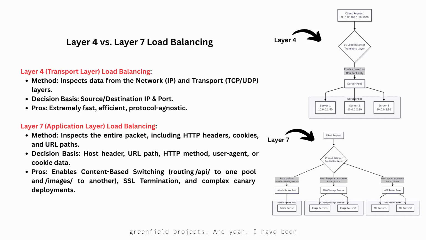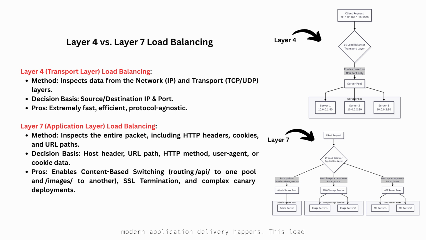And yeah, I have been talking about L4 and L7. Let me tell you about what they actually are. To truly design a scalable system, you must understand the distinction between L4 and L7. L4 is simple, fast, and looks at only the basic IP and port information. It's unaware of the content of the request.